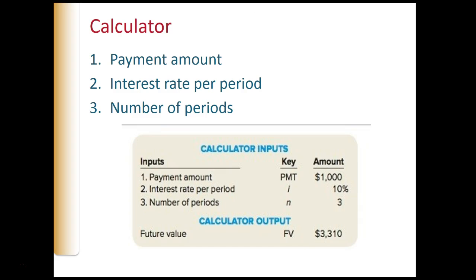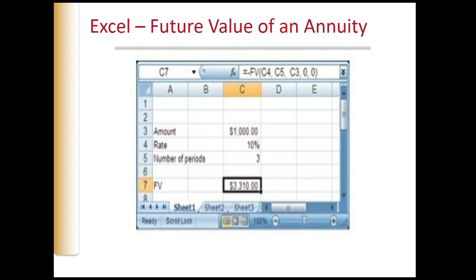We could also calculate the future value of an annuity using a financial calculator. So to compute the future value of an annuity, you simply input 3 amounts: payment amount, interest rate per period, and the number of periods. Make sure the present value is set equal to 0. This slide shows the inputs and output using a financial calculator. Now this slide shows the Excel method for calculating the future value of an annuity.